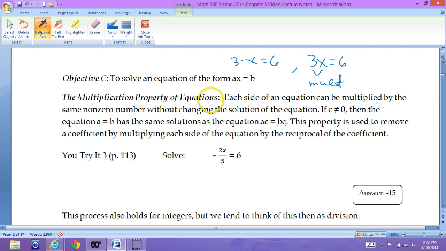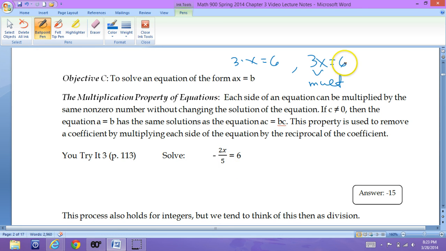So the multiplication property of equations says each side of an equation can be multiplied by the same non-zero number without changing the solution of the equation. So if c is some non-zero number, and that's what this means, it doesn't equal 0, so it's non-zero, then the equation a equals b has the same solutions as the equation ac equals bc. This property is used to remove a coefficient by multiplying each side of the equation by the reciprocal of the coefficient. And we're going to start with something a little bit harder, but up here, this 3x equals 6 we can actually work on.